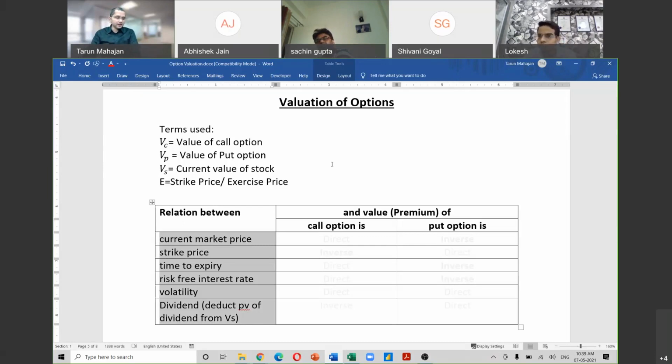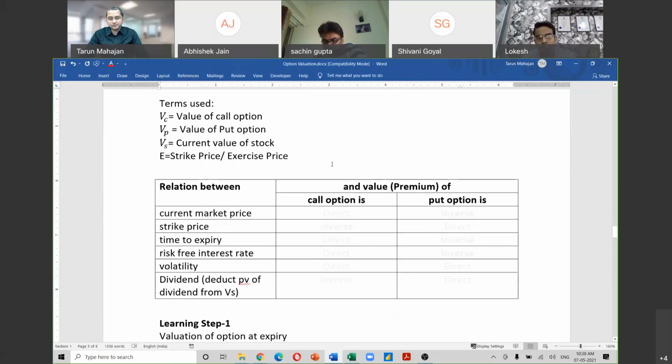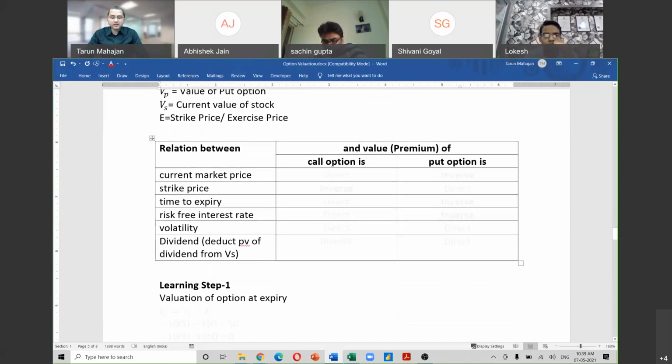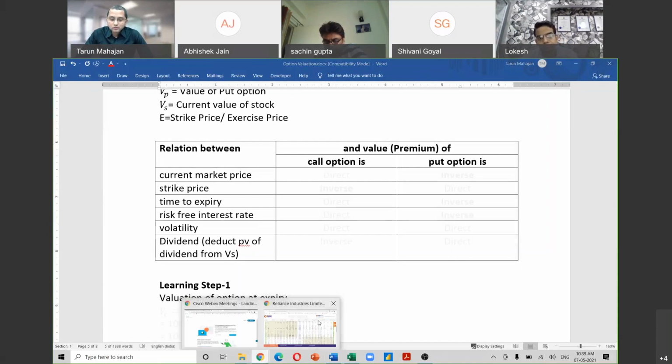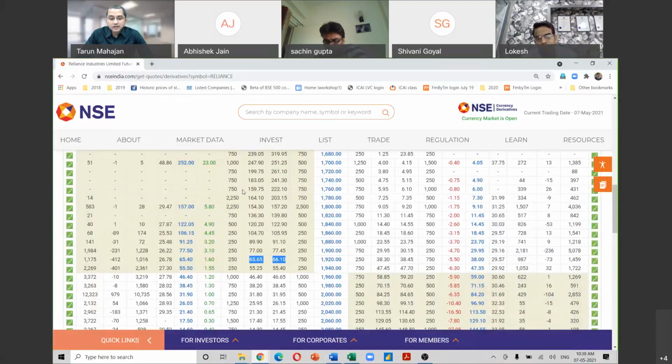Now, what are those 6 factors? These are the 6 factors. Now, how is the price dependent on these factors? We'll study that. See, considering all 6 factors at a time will make it very complicated to make valuation of option. So let's learn it step by step. Learning step number 1: let's do valuation of option at expiry. So we don't want to make valuation of option on 7th May.